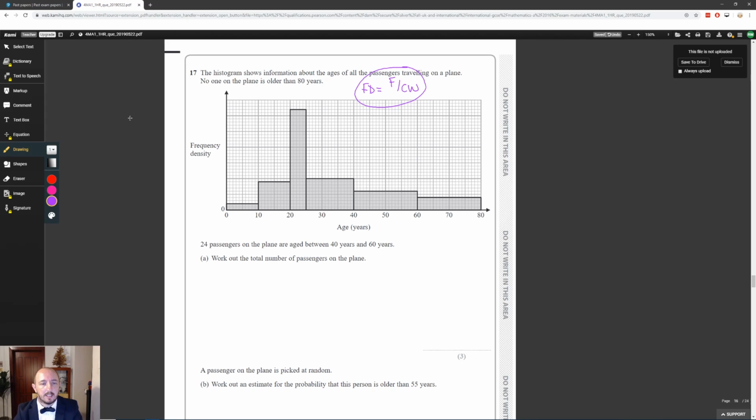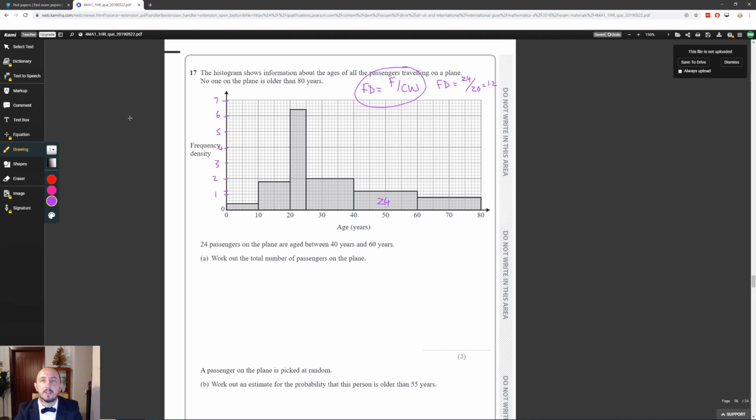24 passengers are aged between 40 and 60. So this bar here is worth 24 passengers. The class width is 20, from between 40 and 60. So the frequency density is going to be equal to 24 over the class width of 20, which is 1.2. So we know that this height of the bar is 1.2 on this scale. So if that's 1.2 there, then it follows that this must be 1, 2, 3, 4, etc.